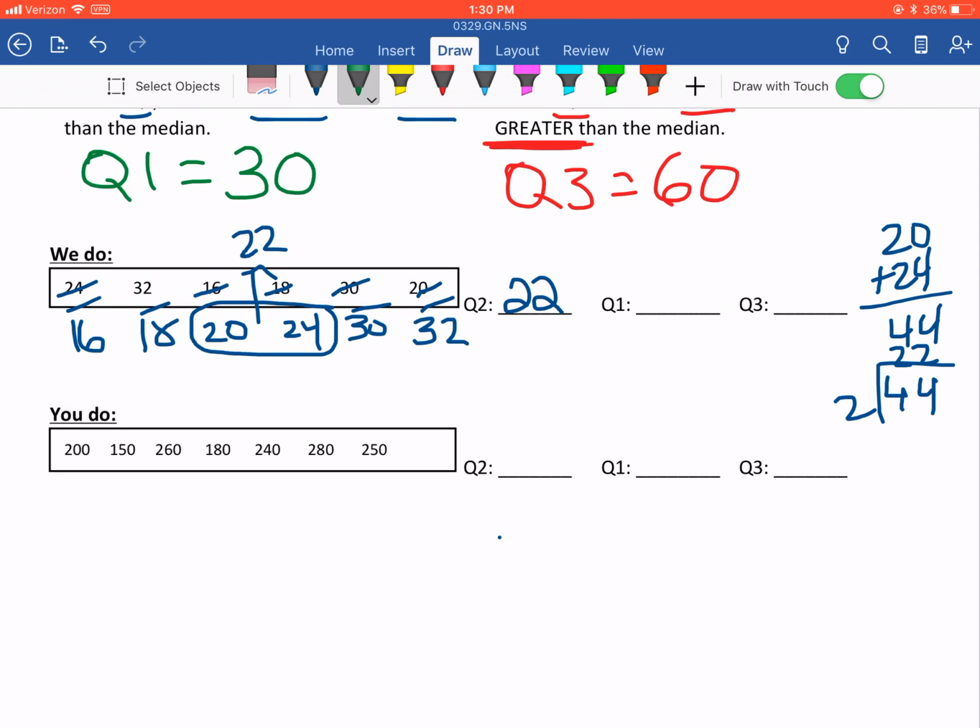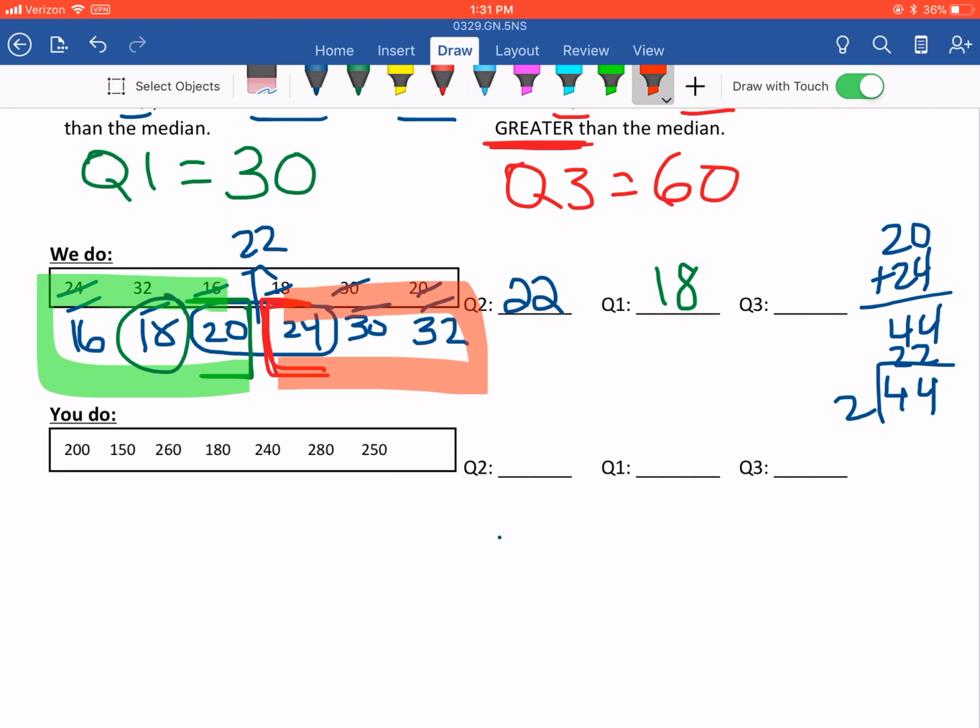To find Q1, I'm going to look at only the data that's less than the median. That's all the numbers that are less than 22, which is just these. In this list of numbers, it's pretty easy to tell: Q1 is 18, because that's the one in the middle. For Q3, hopefully we remember that it's all the numbers that are bigger than the median, so only the numbers on this side. Out of all these numbers, 30 is in the middle, so Q3 equals 30.